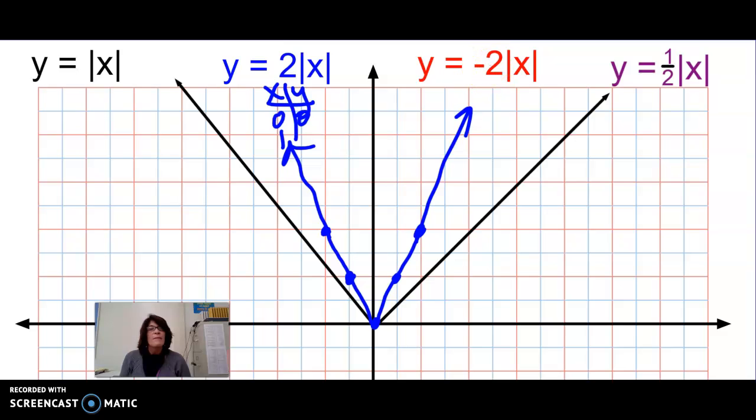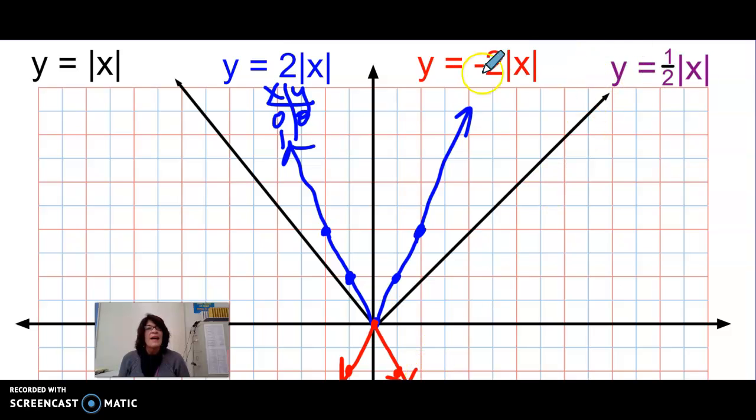If I multiply by negative 2, I'm taking a negative times a positive. The absolute value is always positive, right? So I'm still at 0, 0. But when I put 1 in, I actually get negative 2. When I put negative 1, absolute value of negative 1 is positive 1 times negative 2 is negative 2. I end up with a V that's upside down and skinny. This negative flipped it upside down.